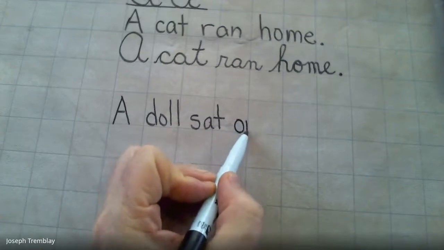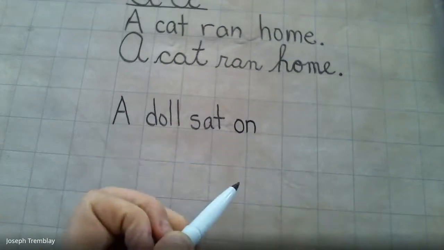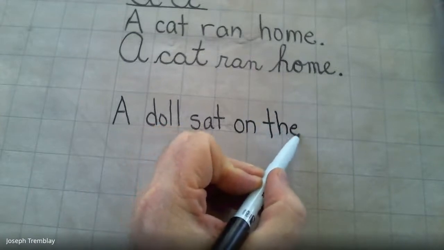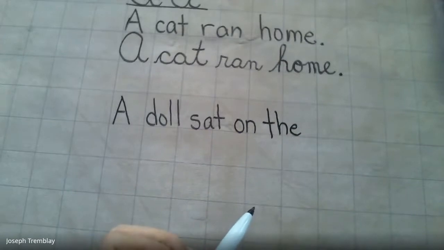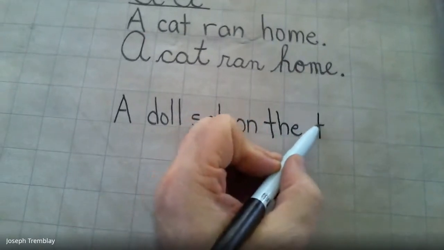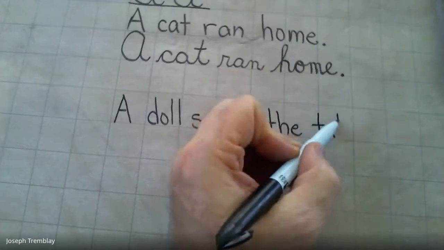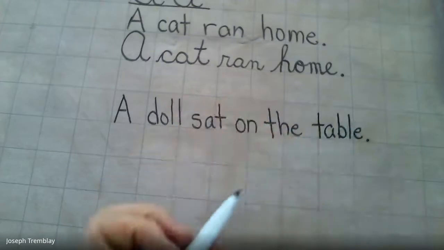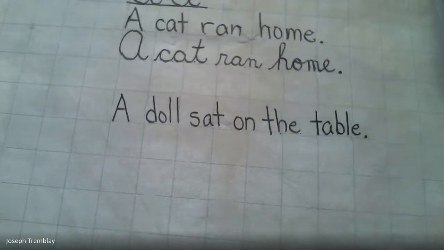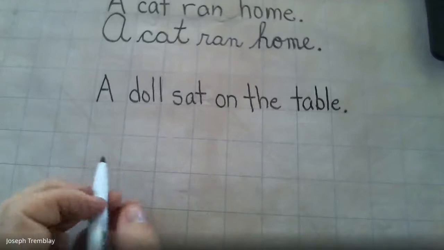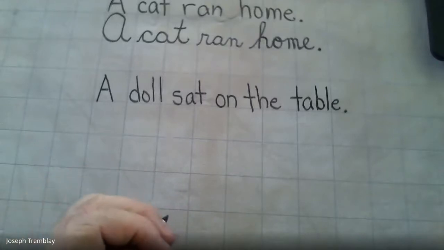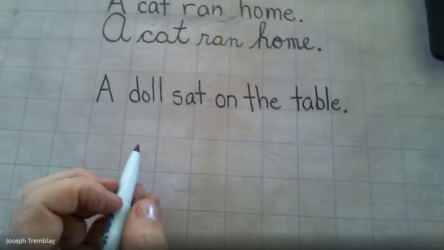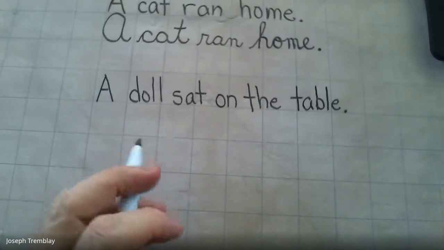On the, where do you think the doll sat? Table. I bet some of y'all said table. The doll sat on the table. Okay. Now I'm going to write this in cursive. You go ahead and pause the video and see if you can do it first.